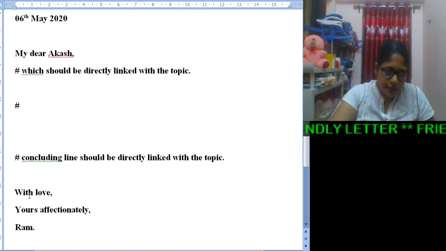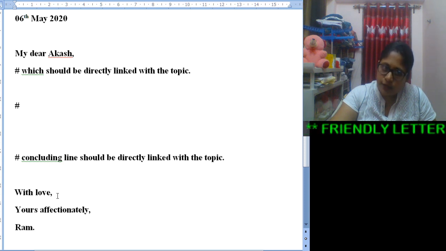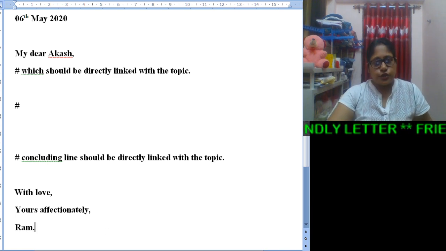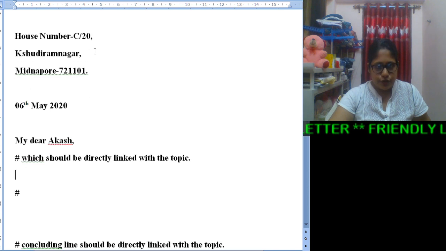Now here again I want you all to focus. With love, W will be capital, L small. Then after "With love," comma, the next line you will write "Yours affectionately," Y will be capital, affectionately, A will be small, again comma, then your name Ram, R will obviously be capital since it's a proper noun, then a full stop. So this is the format of a friendly letter.